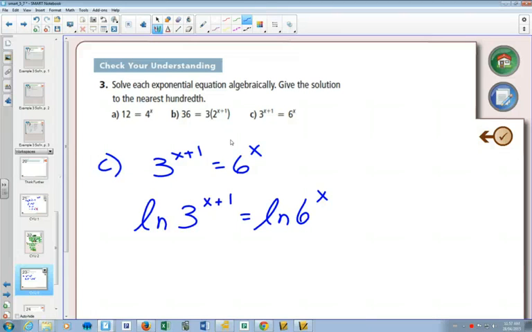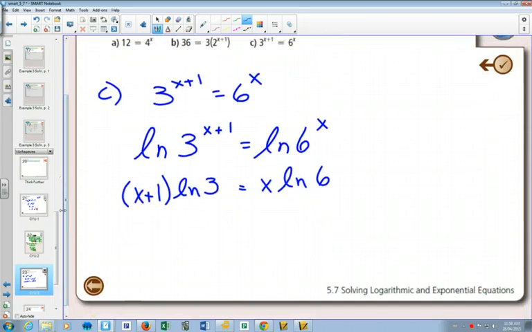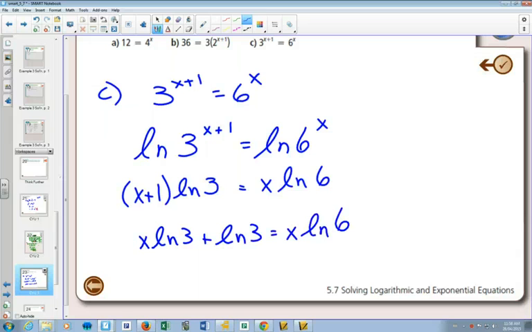The reason I'm going to do this is because when you take a natural log, that exponent can come out in front. And a lot of people lose a half a mark for not putting the x plus 1 in brackets when they bring it out in front. Now, natural log of 3 is a number, and the fact that it is a number means that you're allowed to distribute it. So you're going to get x natural log of 3 plus the natural log of 3 equals x natural log of 6.